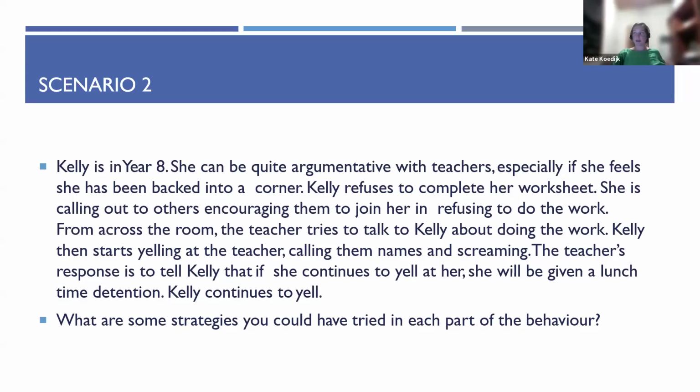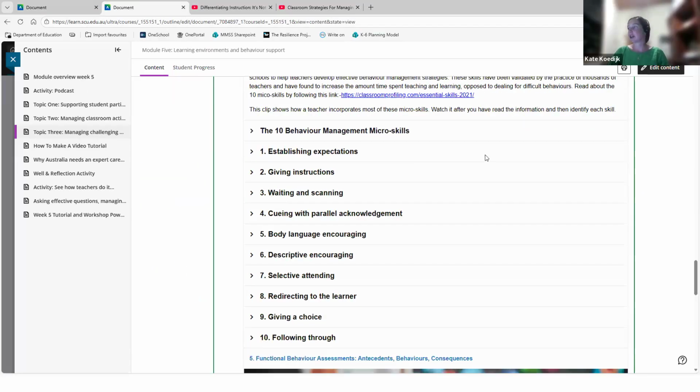And this links back to what I was talking about in regards to understanding access to curriculum versus behavior and what's going on there. So even though there's that background knowledge that Kelly can be quite argumentative to teachers, especially if she feels she's been backed into a corner, you've already got a bit of background there. Okay, so Kelly refuses to complete her worksheet. What are some ESCMs? What are some essential skills of classroom management? I'll bring them back up. What's something that we could try pretty much straight away?